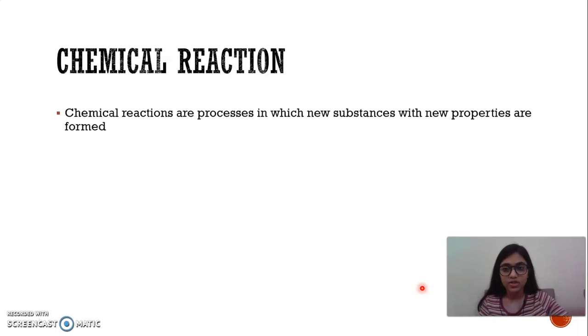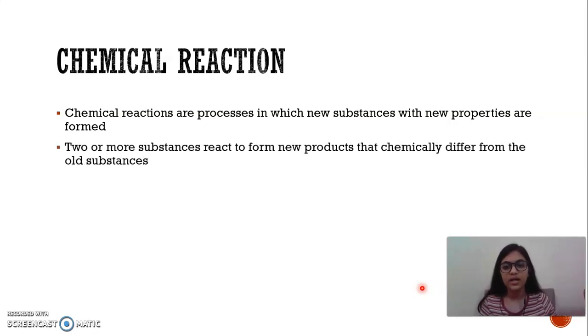A chemical reaction is a process in which new substances with new properties are formed. Essentially, in a chemical reaction, two or more substances react, they undergo chemical changes to form new products that chemically differ from the old substances. Now, this is a very important point over here. The new products or new substances formed have to be chemically different from the old substances, and only then can we say that a chemical reaction has occurred.